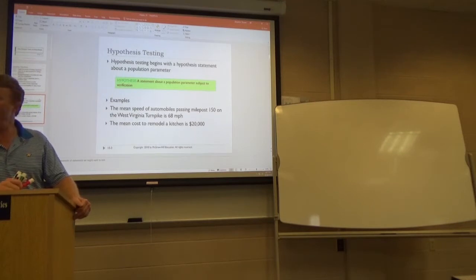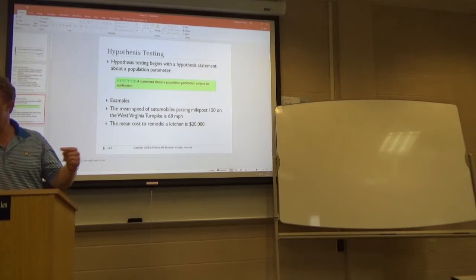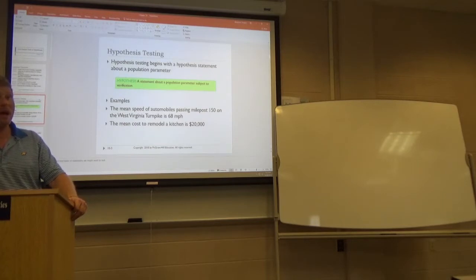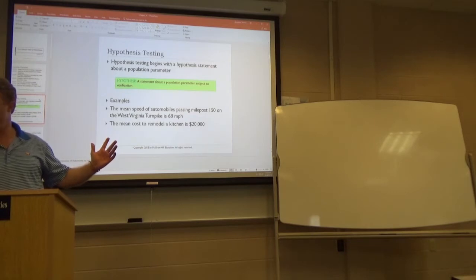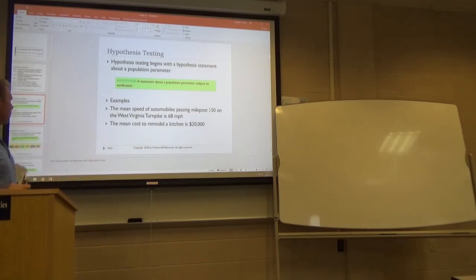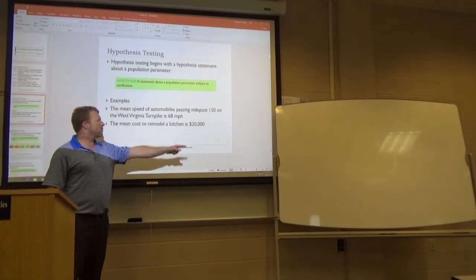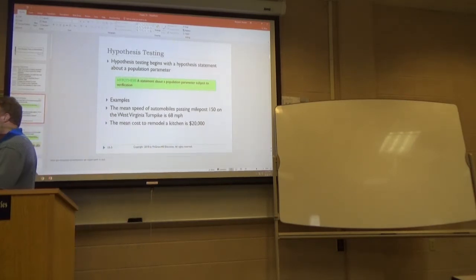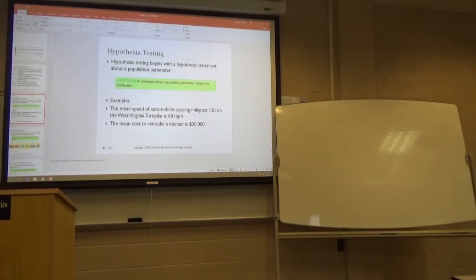And again, we're going to be using the same mathematical techniques and methods. We're just going to be putting them together one way or the other to decide whether the hypothesis we have is true or not. That's the big picture of what we're doing here, deciding whether that hypothesis is true or not based on mathematical testing. The mean cost to remodel a kitchen is 20 grand. Did we talk to everybody who's ever remodeled a kitchen? We took a sample, didn't we?